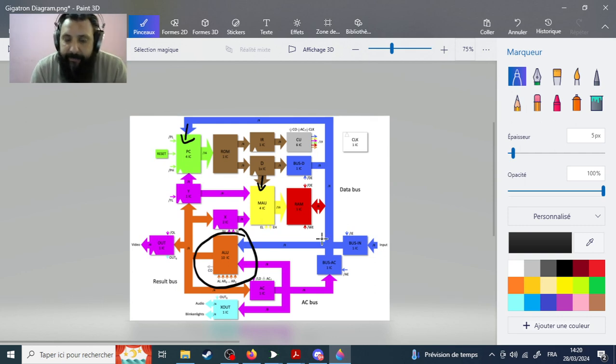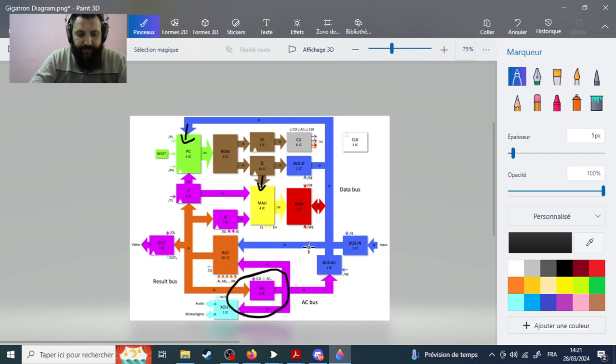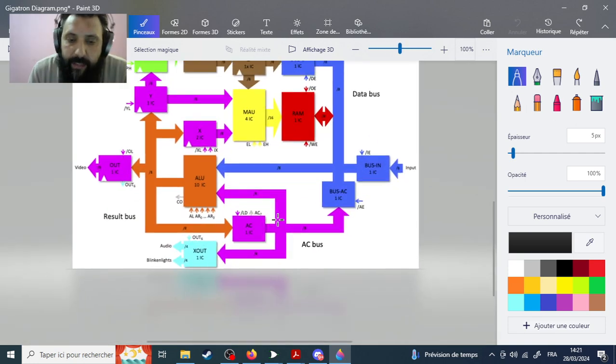The ALU has two inputs, B and A. Very good. And its job is to do calculation, arithmetic and logic operations. Very good. Let's continue. What is the AC? The AC register. Accumulator, special register. Yes, this is the accumulator.